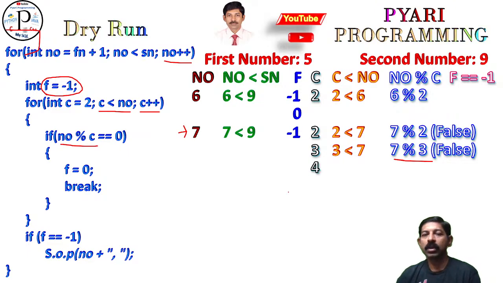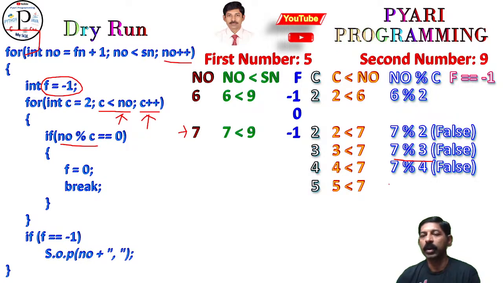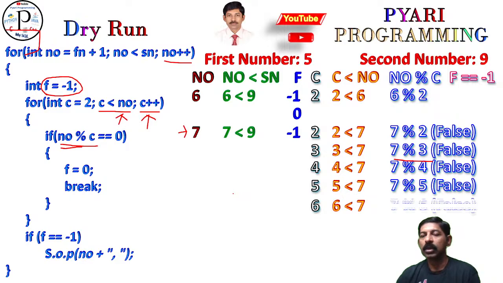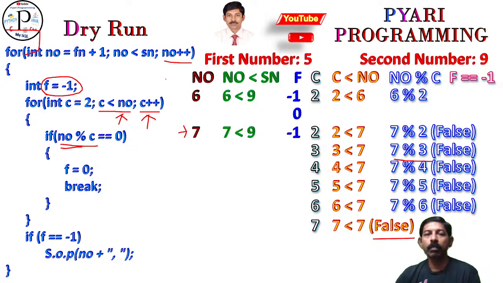It is false. Now C value is 4. 4 less than 7, true. Now 7 is divisible by 4, false. C value 5 because of this plus plus. Then the condition is true again. 5 less than 7. 7 is divisible by 5, false. Now 6 less than 7, true, and 7 is not divisible by 6. Then 7 less than 7, false. Now after that I will move up.